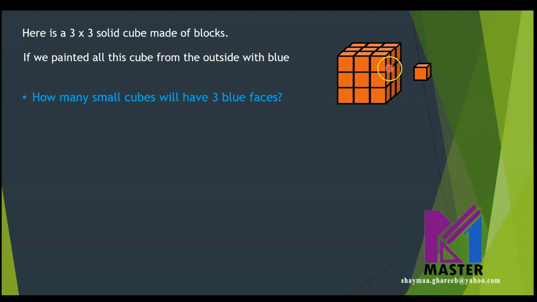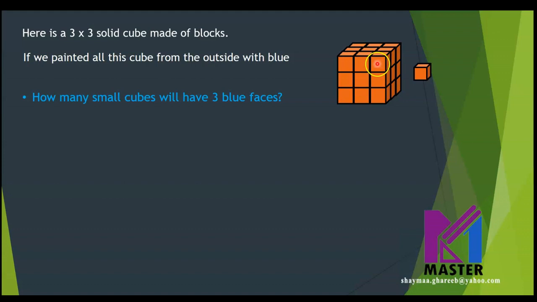What about the one in the corner here? I can see the top face and the front face and the face on the side. So I can see 3 faces of this small cube here. So this one will have 3 blue faces. If I paint the big cube with blue, 3 faces of this small cube will be covered by blue.